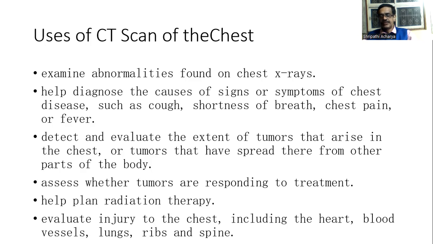That means primary carcinoma of the lungs, etc., bronchogenic carcinoma, and also secondaries in the lungs by hematogenous spread, like malignancies in the lung parenchyma. To assess whether tumors are responding to treatment. That means we are giving chemotherapy or radiation therapy, then we are repeating the CT scan. So to assess the effect or outcome of the therapy also can be done by repeated CT scan of the chest.